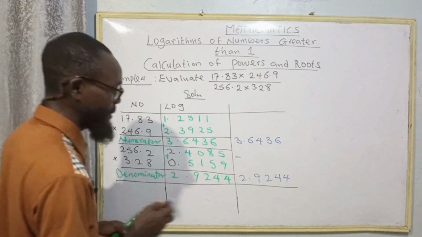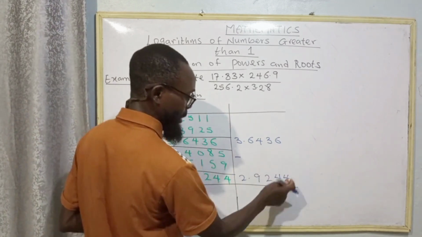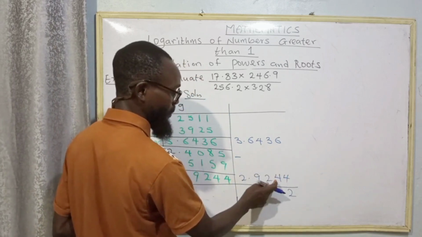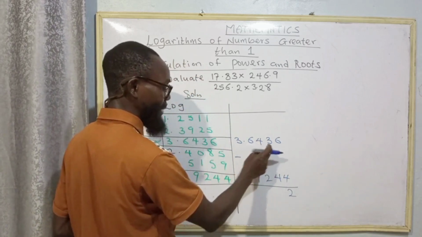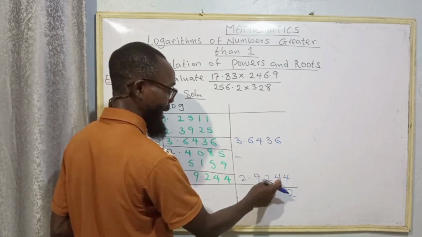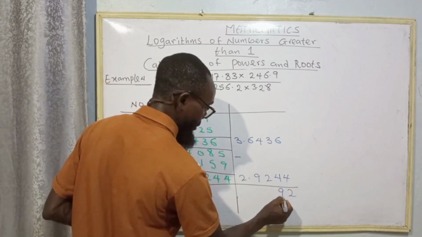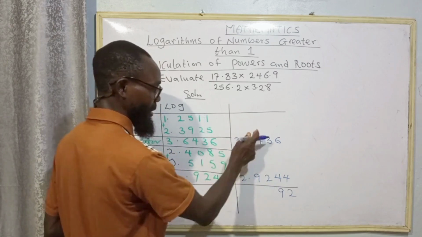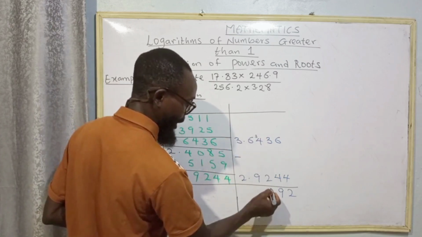Now let's subtract. 6 minus 4, we have 2. 3 minus 4 is impossible. Go out from here, put it here, making 13. 13 minus 4, we have 9. Then this remains 3 already. 3 minus 2, we have 1.